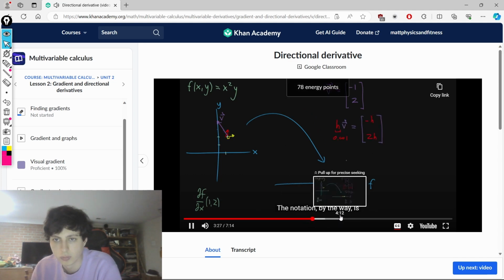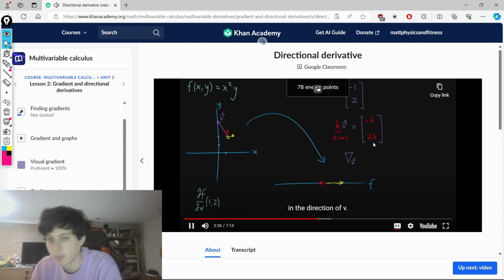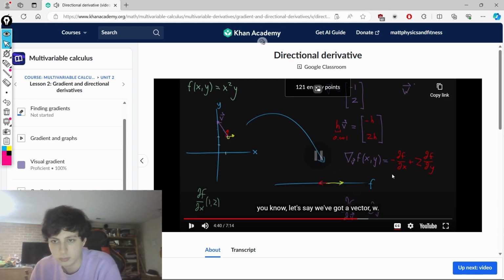So when we actually write this out, the notation, by the way, is you take that same nabla from the gradient, but then you put the vector down here. So this is the directional derivative in the direction of v. And there's a whole bunch of other notations too. I think there's like derivative of f with respect to that vector is one way people think about it. Some people just, you end up calculating it. And if I was going to be more general, let's say we've got a vector w.